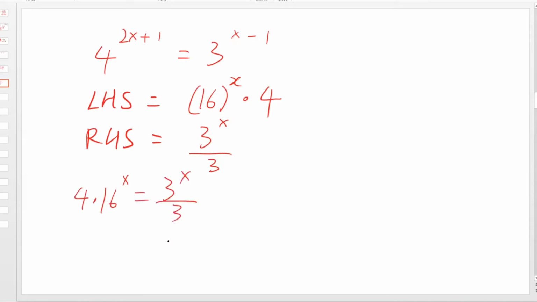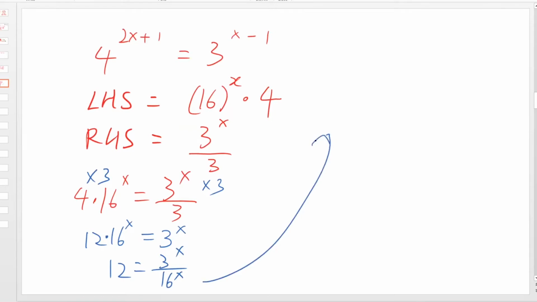Then you times 3 on both sides, so that you can get rid of your 3 here. You should get 12 times 16^x equals 3^x. Then you can bring your 16^x over already. So it's 3^x over 16^x. Then you can group this. So now you can actually do 12 equals (3 over 16)^x, and then you have your x.